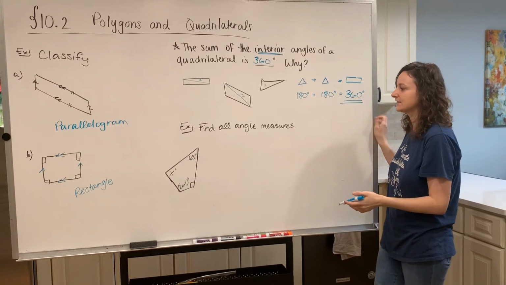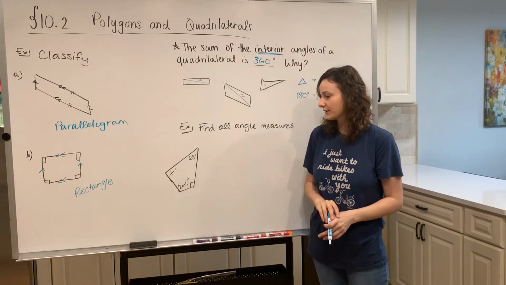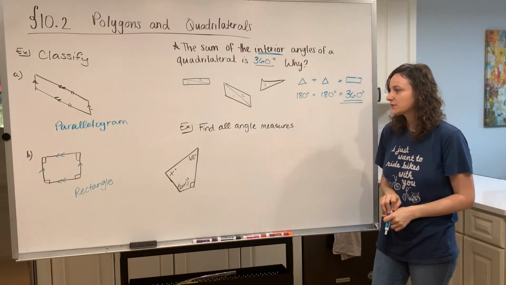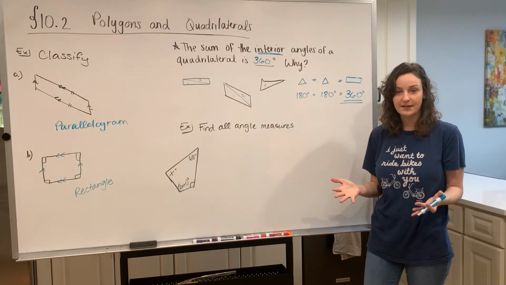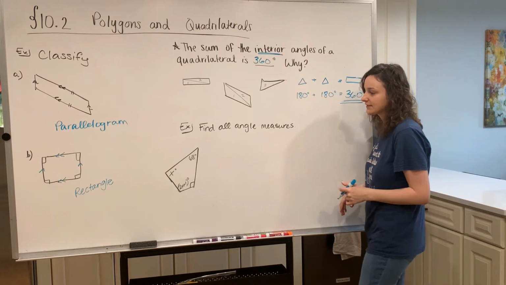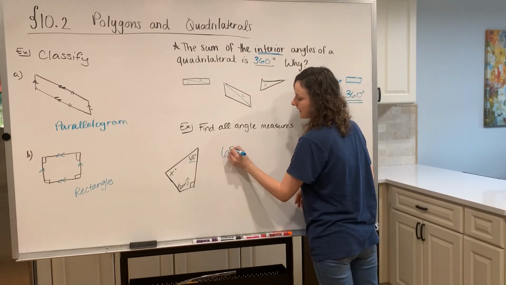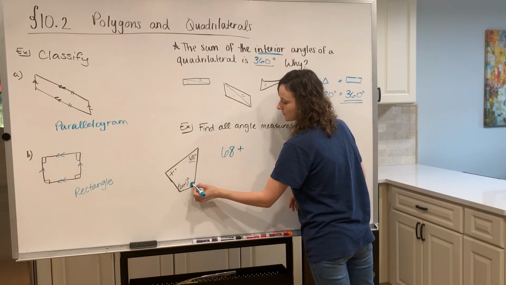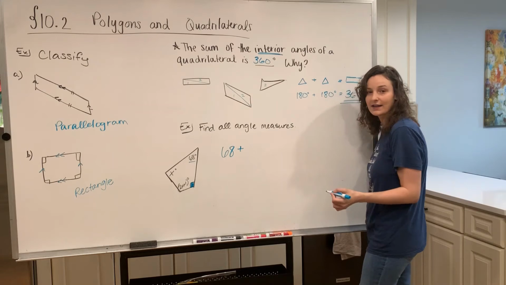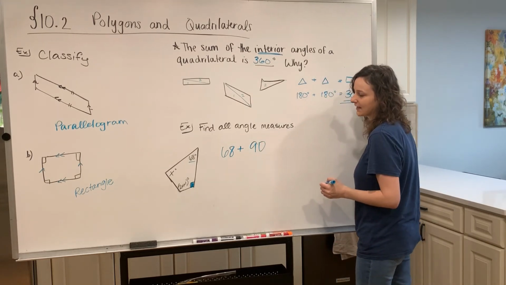Let's do an example. Let's find all the angle measures given this figure here, given this quadrilateral. So remember, the sum needs to be 360. What does sum mean? It means to add. So let's add all of our angle measures. I'm given this top angle here to be 68, plus, look at this bottom one here. Remember that a little square indicates a right angle, and a right angle is 90 degrees. So I have 68 plus 90.